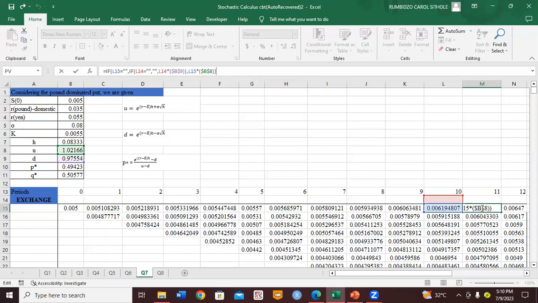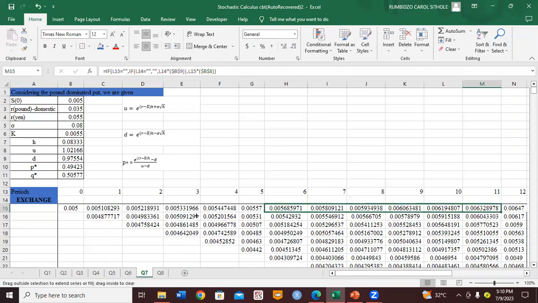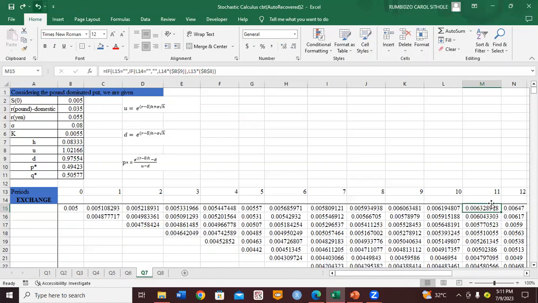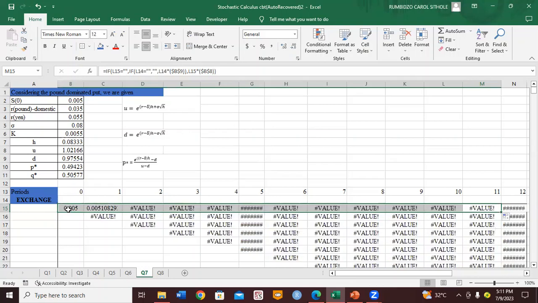So we want this to be in effect throughout. If you want it to be in effect throughout, you will just drag to the end here. Okay. So if you want it to be in effect, you will drag it all the way to this part. Then it will calculate the figures for you respectively.